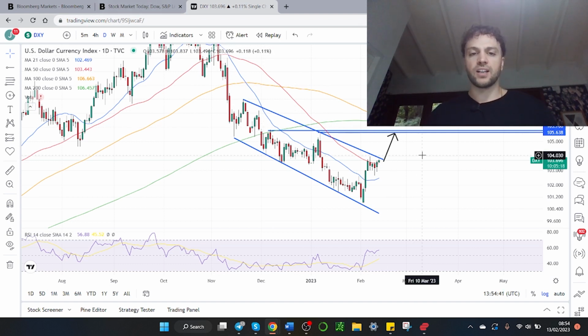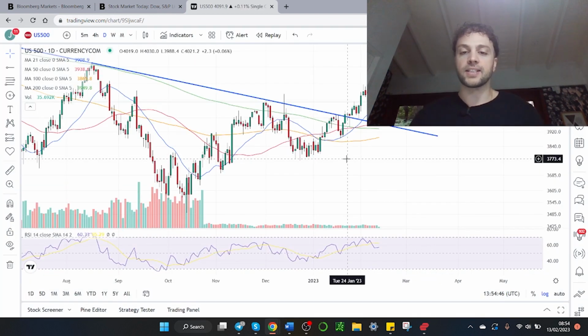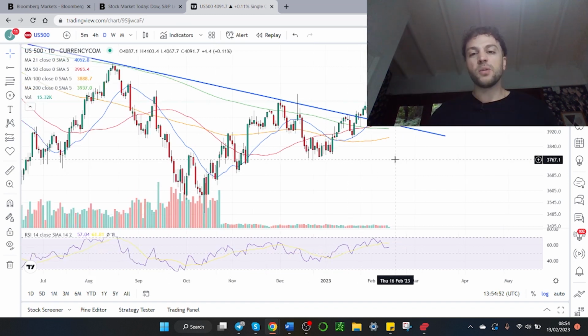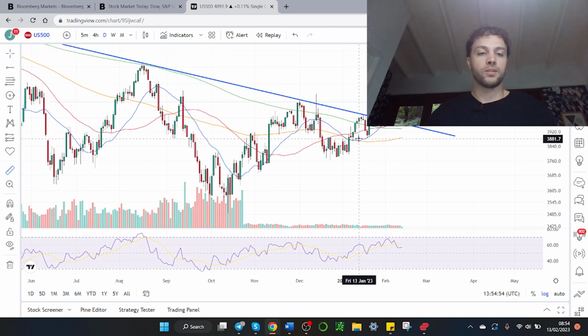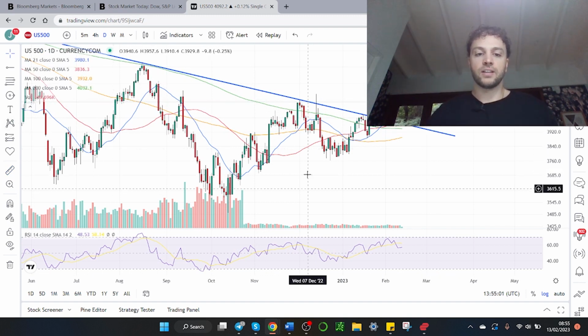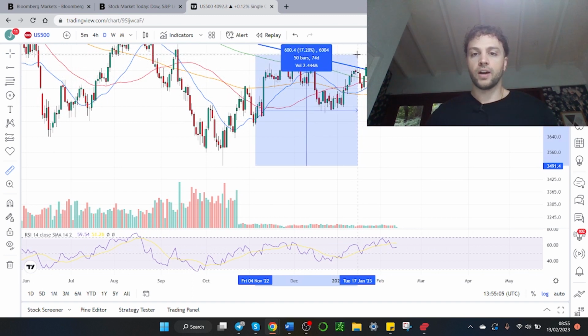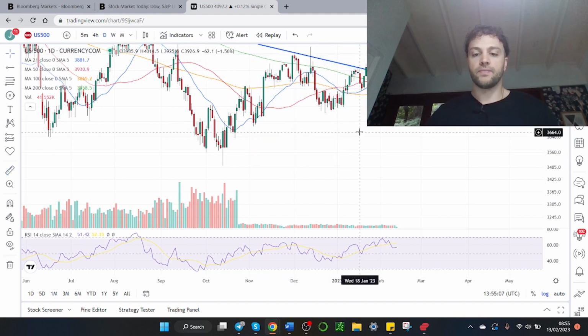In terms of other asset classes, let's have a little look at stocks, which, despite the upside in yields, despite the upside in the dollar and the potential for more, are doing pretty well still. We're only about 2.5% below the recent highs. And versus last year's lows, we're up, wow, 17%.